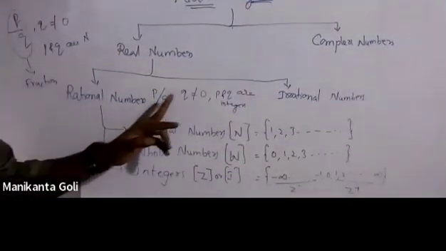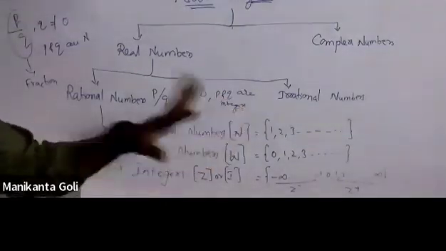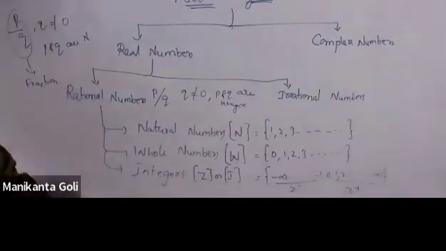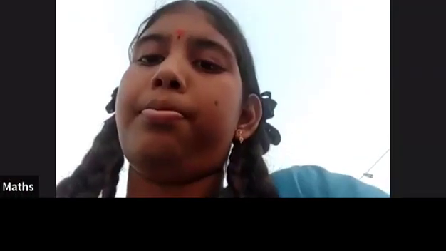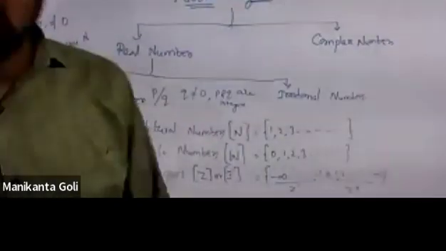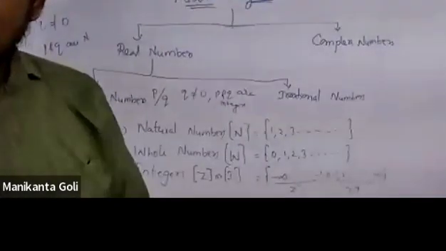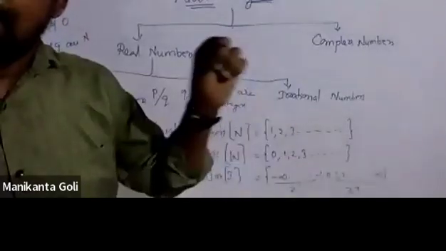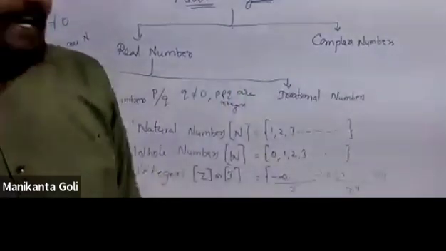A rational number is p by q, q is not equal to 0, where p and q are integers. Sir, every fraction is a rational number, but every rational number is not a fraction. Right, very good. Correct. Minus 1 by 2 is a rational number but not a fraction. 1 by 3, 1 by 4 are both fractions and rational numbers. So every fraction is a rational number, but every rational number is not a fraction.